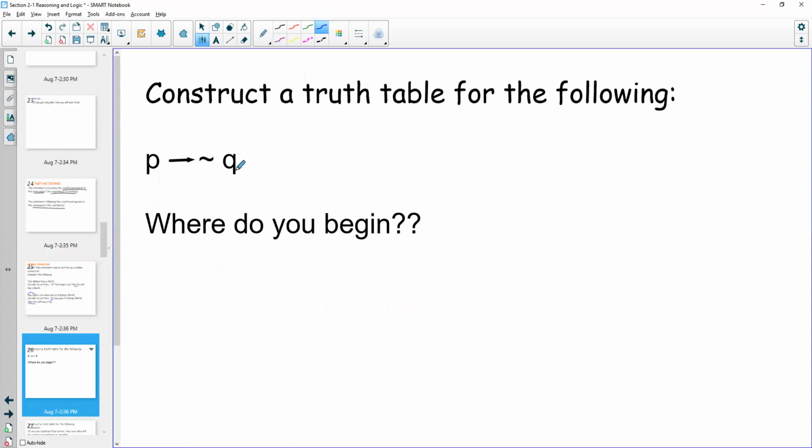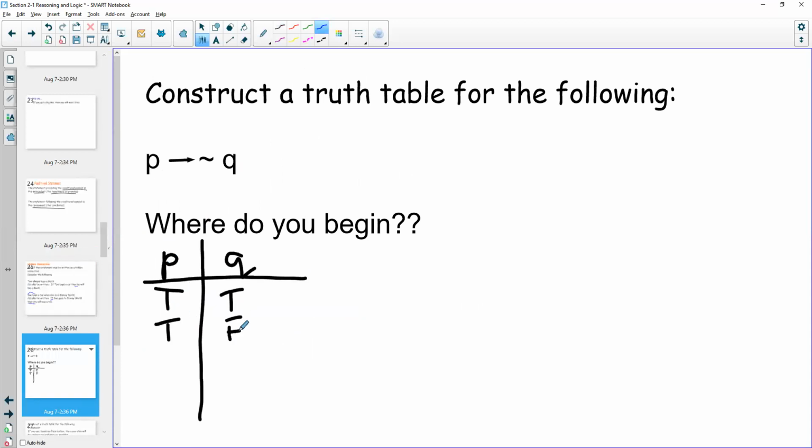All right, so let's do a truth table for P, if then, not Q, the conditional. So where do we start? Well, we always start with P and Q, same as we've been doing. True, true, true, false, false, true, false, false. You could try it. So pause and try it yourself or follow along.